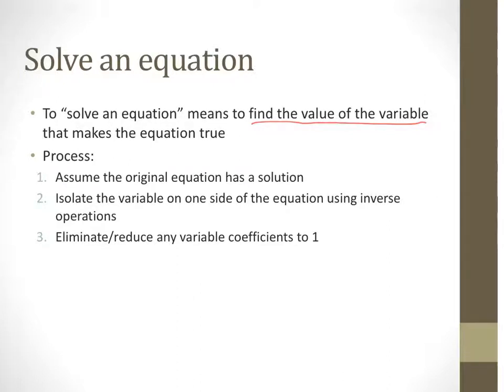Okay, so what you're going to do is you need to isolate the variable on one side of the equation and then reduce any coefficients to 1. So you can only have x equals, x has to be all by itself over here. There can't be anything in front of it. There can't even be a negative sign. If there's a negative sign, you have to divide away the negative. All right?